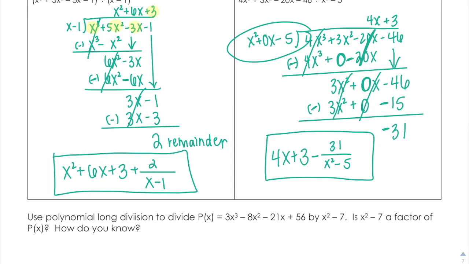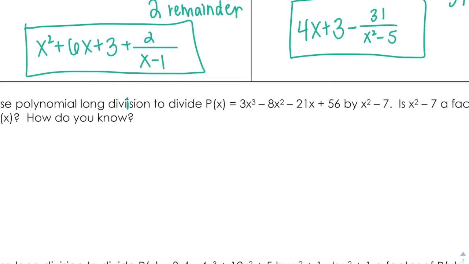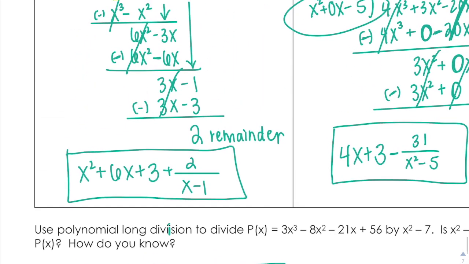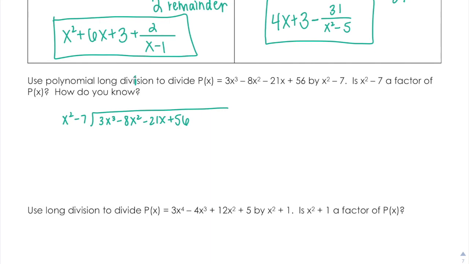So down here it says use polynomial long division to divide p of x. That just is representing a polynomial function, p polynomial. So p of x by x squared minus 7. Is x squared minus 7 a factor? How do you know? So when I'm dividing x squared minus 7, I need to be careful that I have a placeholder. So I'm going to find out how many times does x squared minus 7 go into 3x cubed minus 8x squared minus 21x plus 56. And I'm going to warn you right now, write super, super small, because if you've noticed, long division problems take up a lot of vertical space, not so much horizontal space.